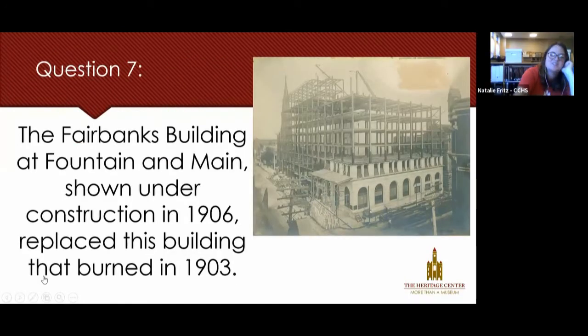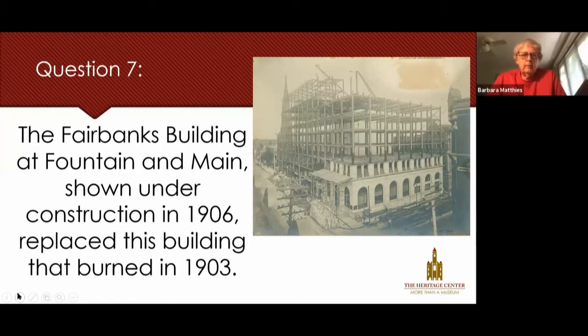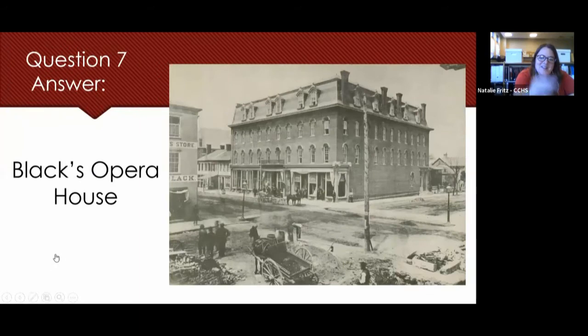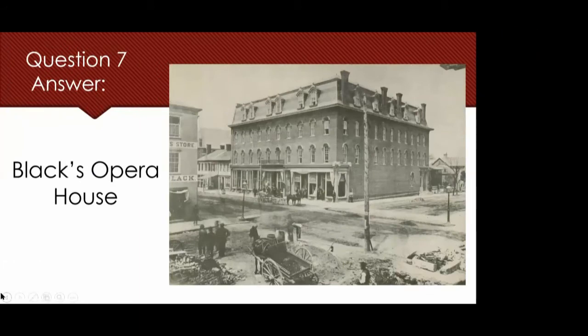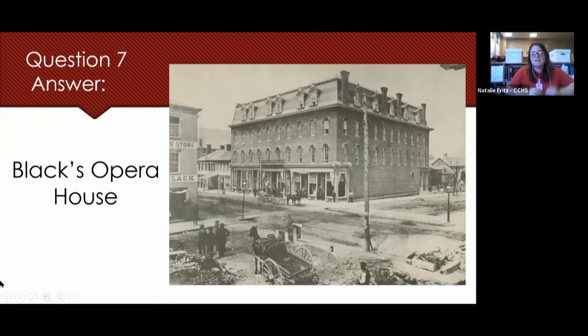Okay, question 7. The Fairbanks building at Fountain and Main, shown under construction in 1906, replaced this building that burned in 1903. So, was it called Black's? It was Black's Opera House, on that same corner. It opened in 1869, and that fire was in February 1903, and it destroyed the Opera House. The new building was on that corner. There was a clothing store, a hardware store, and I think a jewelry store. The owner of the jewelry store was killed in the fire at that time.